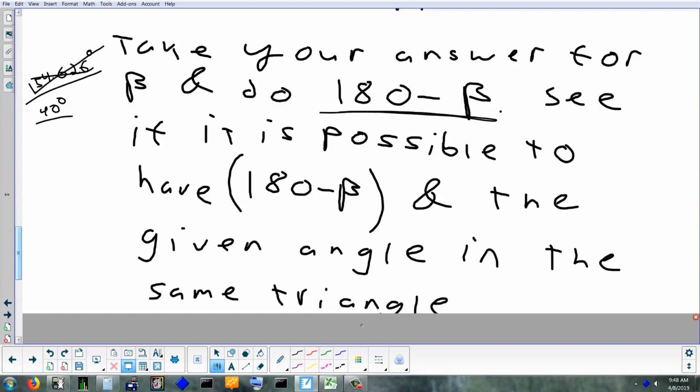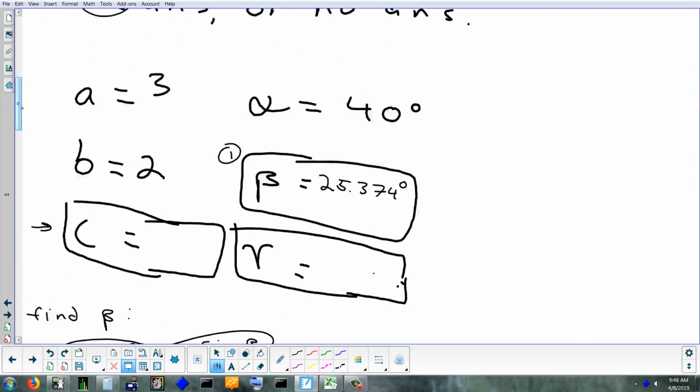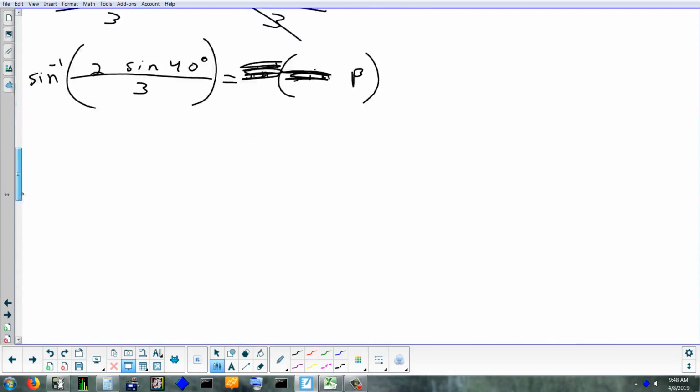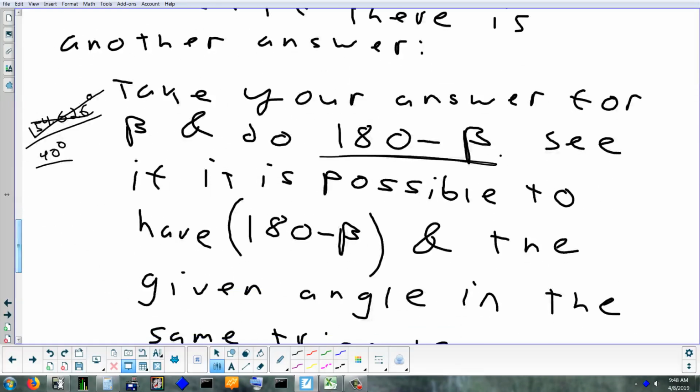Now, if the second answer had come out to like 110, then I would say, okay, 110 and 40, could I fit them in the same triangle? Yes, because that only adds up to 150. And then I would have written that second answer, 110, right here. Okay, but 154.626, it's too big. So any question on how I found the second answer, and then the second part, how I figured out it didn't work?